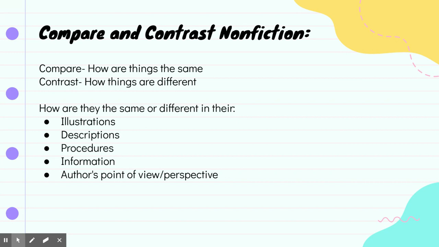So let's just review. When we compare, we're going to talk about how things are the same, and when we contrast, we're going to look at how things are different. And we're going to look at just a few different options of how things might be the same or how they might be different. So your article or your nonfiction text might have illustrations that you can compare and contrast, the descriptions you can compare and contrast. If your text gives you a procedure, you can compare and contrast it to another text. If your passage gives you information, or you can compare and contrast your author's point of view or their perspective.